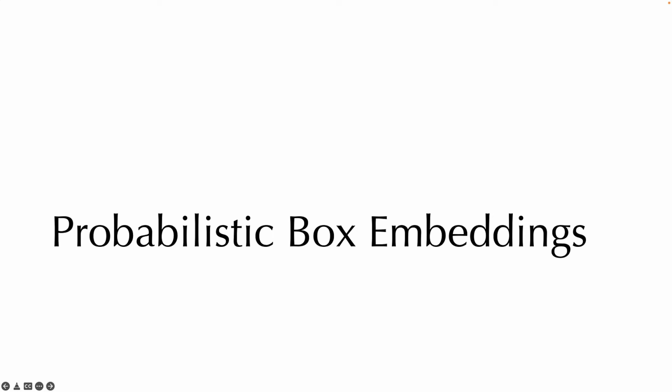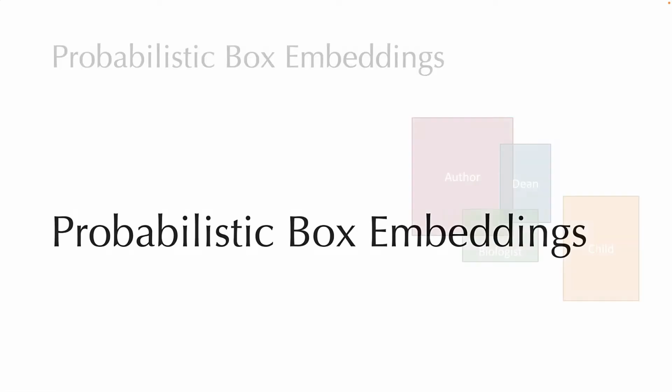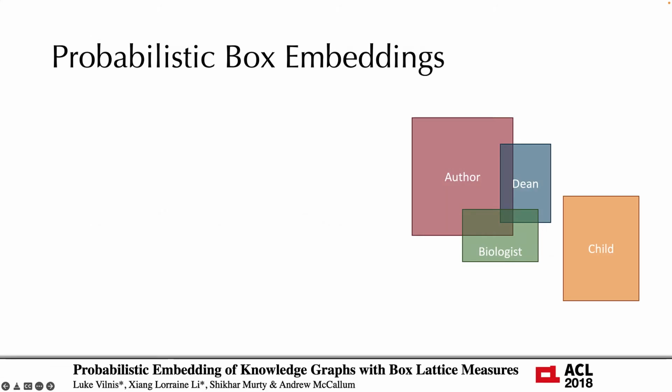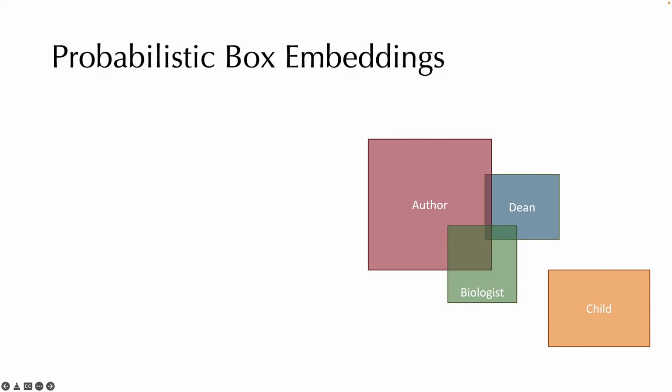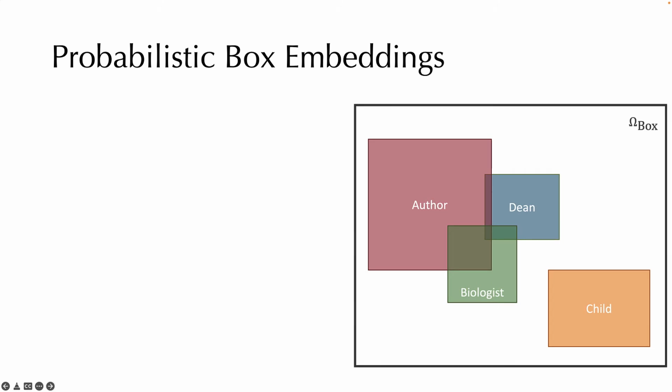We now discuss how probabilistic box embeddings can be used to represent a directed graph. A box is a Cartesian product of intervals for which the volume and intersection can be easily calculated using min and max functions. Box embeddings are trained using a probabilistic interpretation, which is possible when the boxes are embedded in a space with finite measure, such as the unit cube.